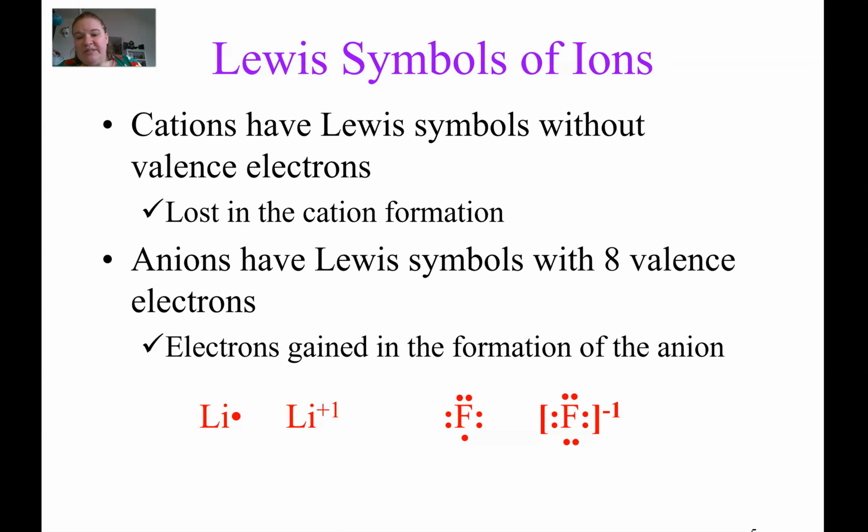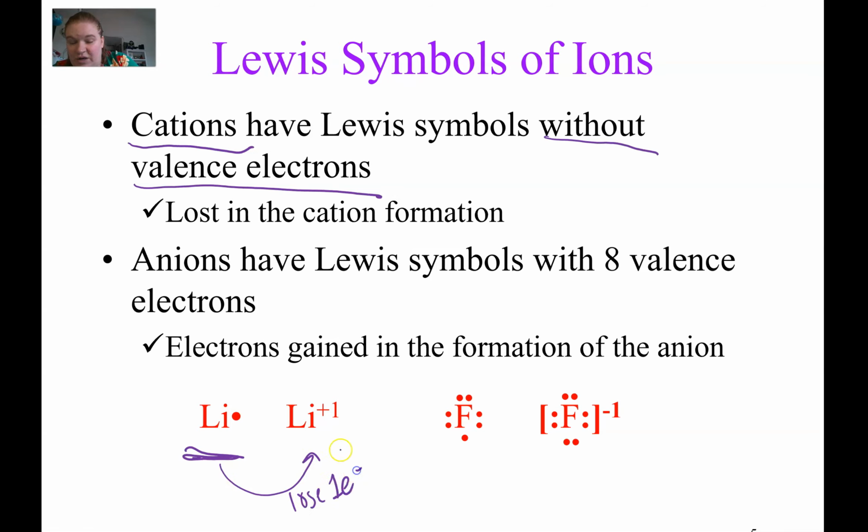When we draw the Lewis symbols of the ions, we either have to remove electrons if it's a cation, or we have to add electrons if it's an anion. So for our cations, we're really just drawing them without any valence electrons. So here's lithium as a neutral atom with its one electron. Lithium forms a 1+ charge, so in order to do that, that means that it needs to lose one electron. So to draw its Lewis symbol as a cation, we just draw it with its charge.